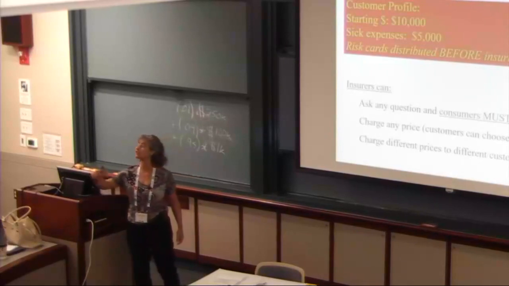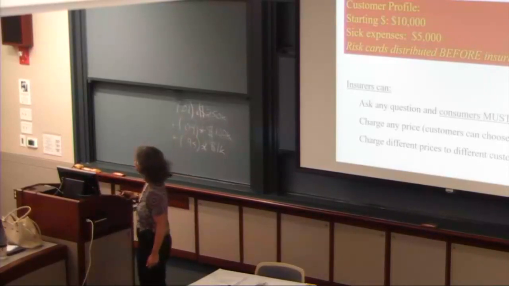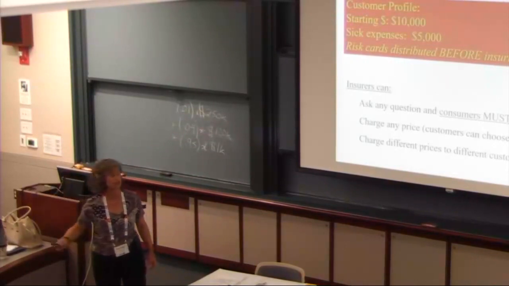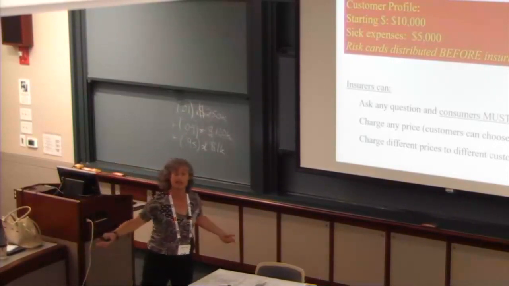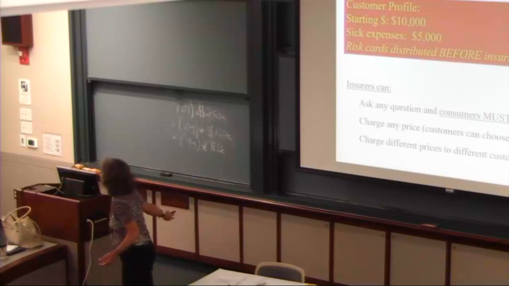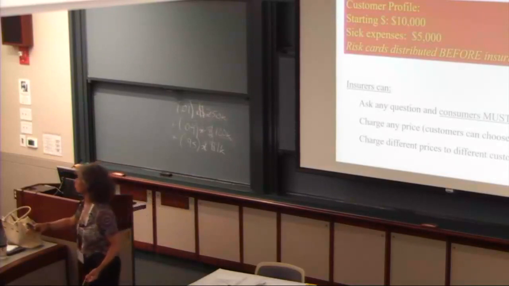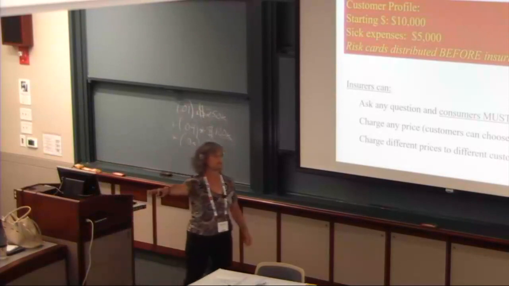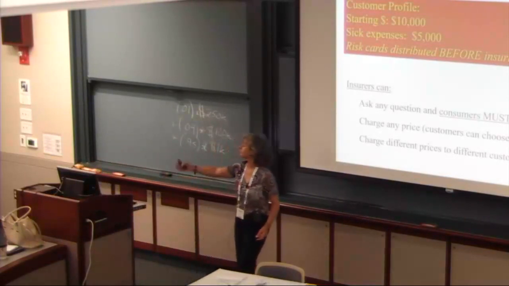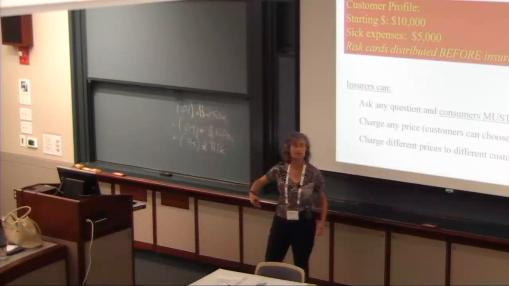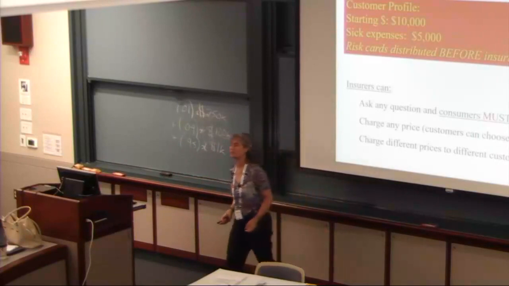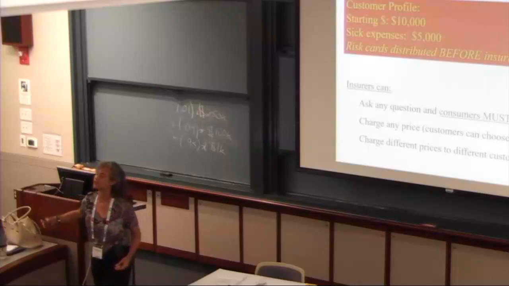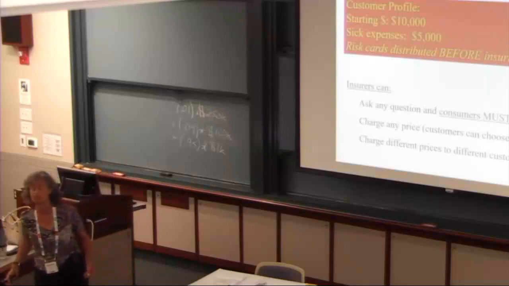Another thing you can do is start people with different amounts of money and talk about the income elasticity of insurance, if you'd like. You could have some people in the room who only have $5,000, and other people who might have $100,000. Sick expenses, we're keeping it simple: one expense, $5,000. Obviously you can make that more complicated as well. Some of the things we saw in the last presentation, you can have different illnesses and different treatments for different illnesses, and so forth.